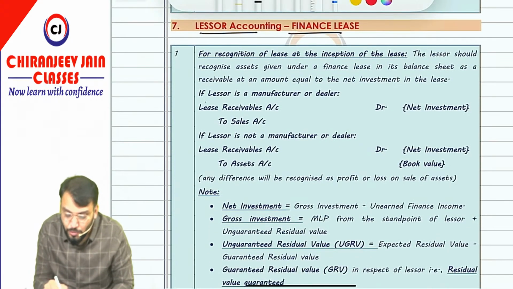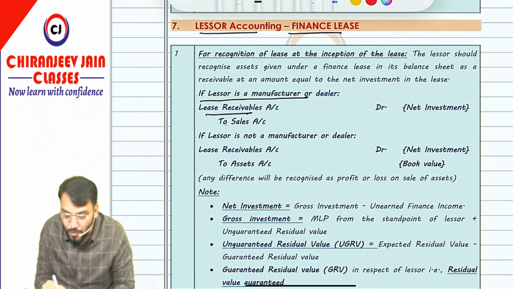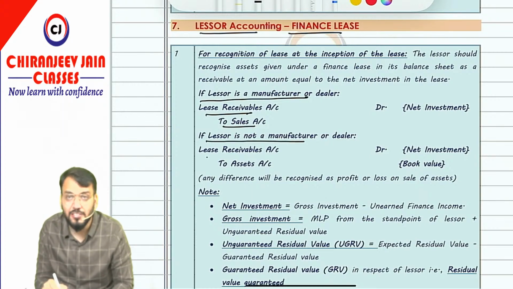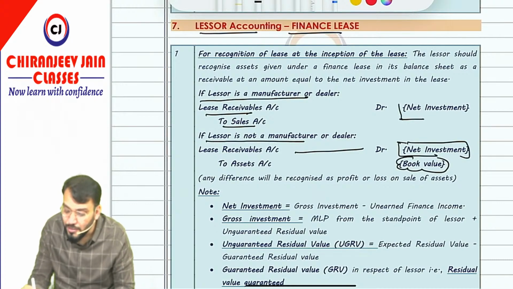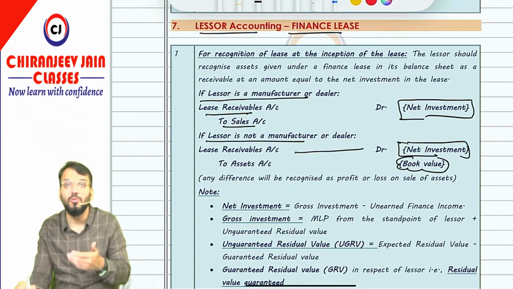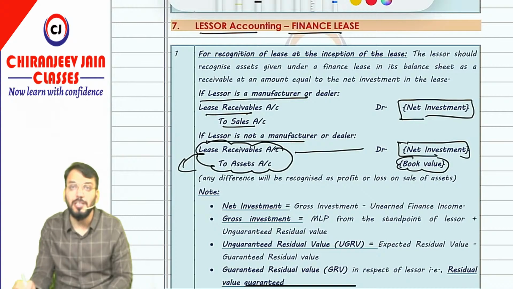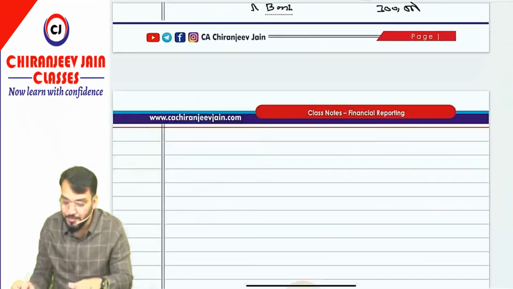So what journal entry will we do? If the lessor is a manufacturer dealer, we'll pass one journal entry, lease receivable account debit to sales. But if the lessor is not a manufacturer, they will pass the journal entry, lease receivable account debit to asset. Asset will be credited with book value. Lease receivable will be debited with net investment. Now I need to explain the meaning of net investment and how to calculate it. If he is not a manufacturer, any difference in this journal entry will be gain or loss on sale, and that will be transferred to profit and loss account.